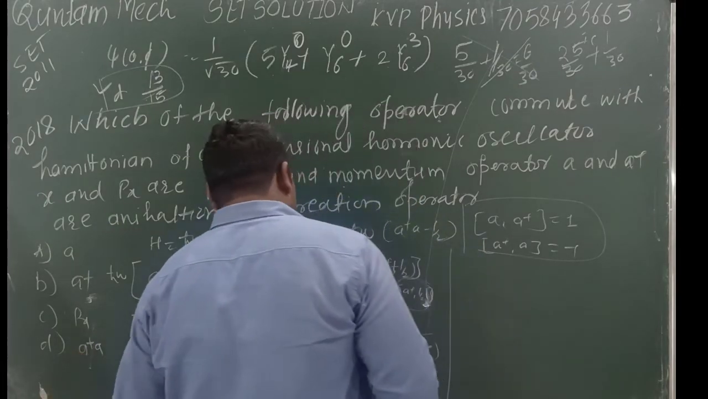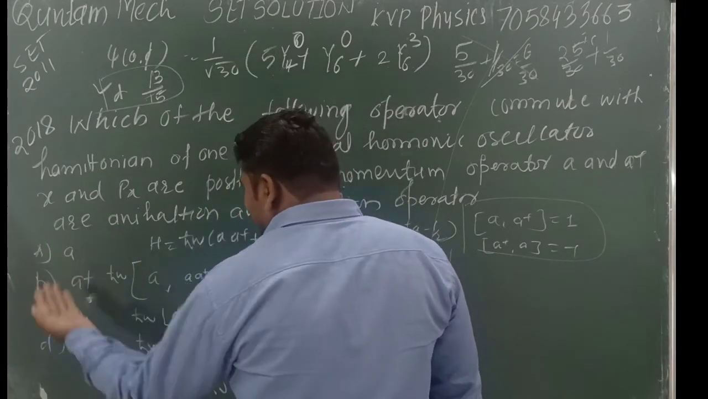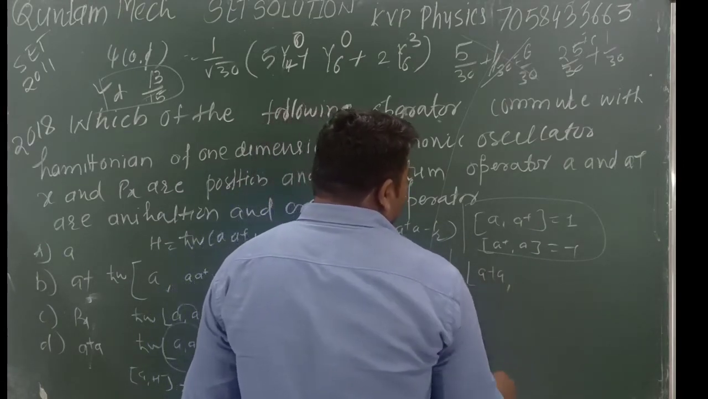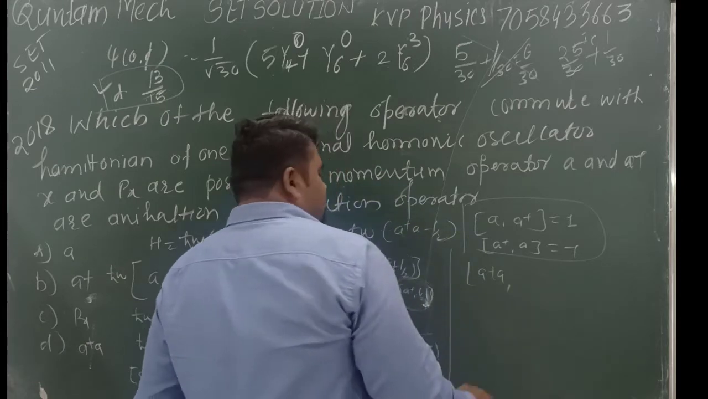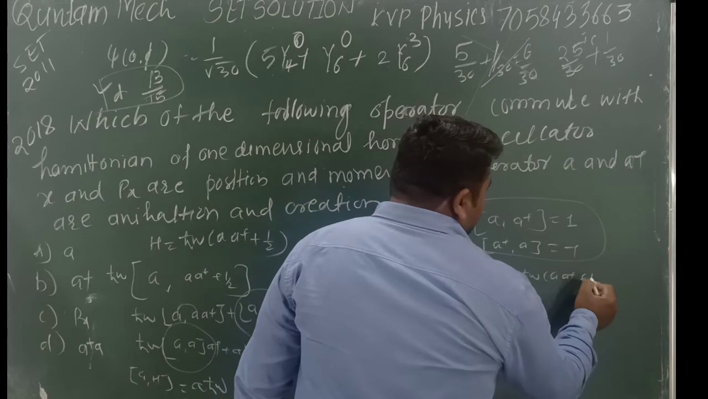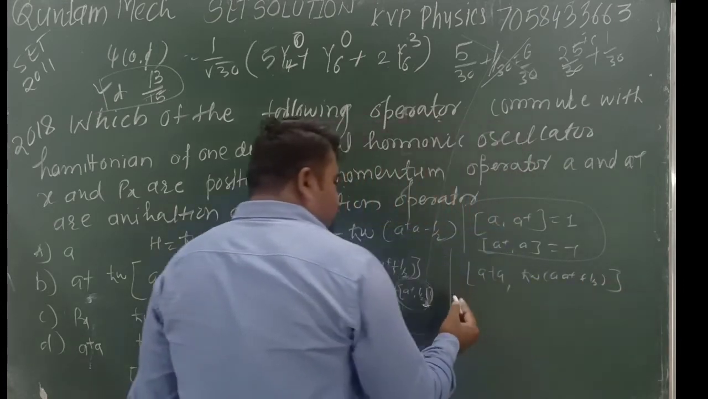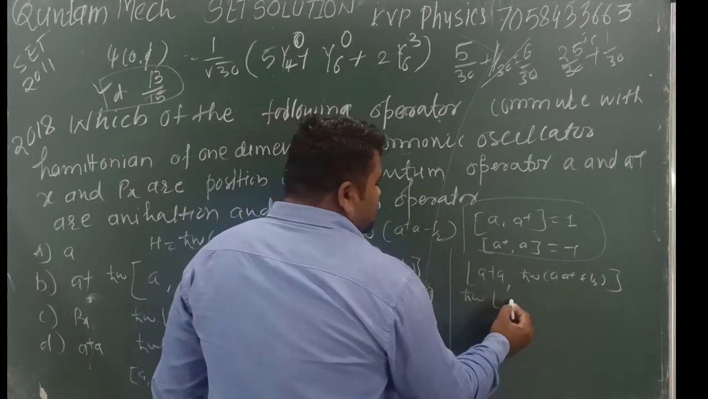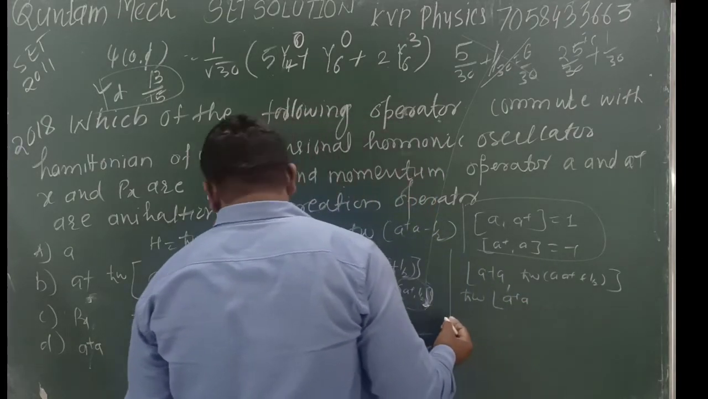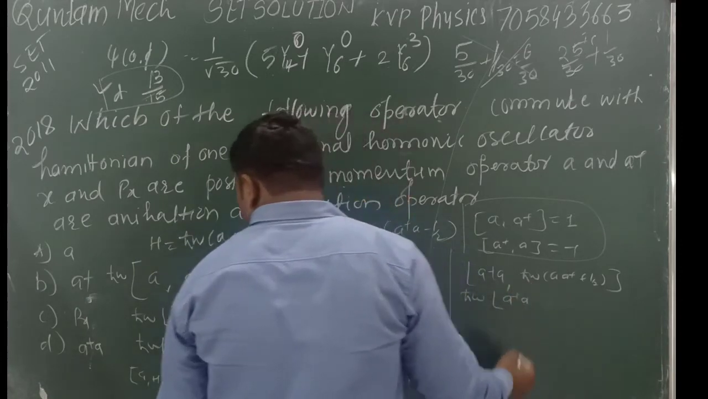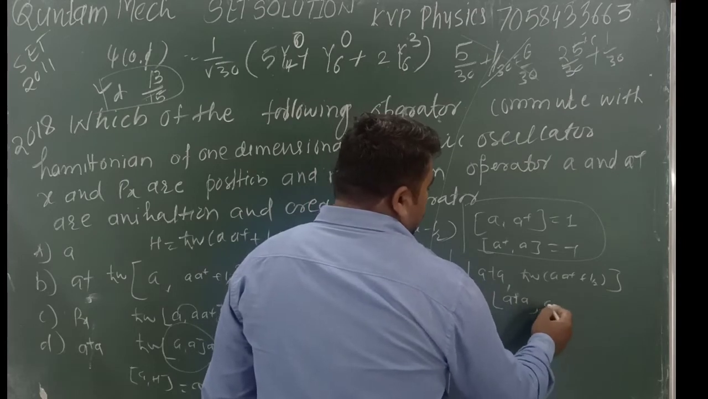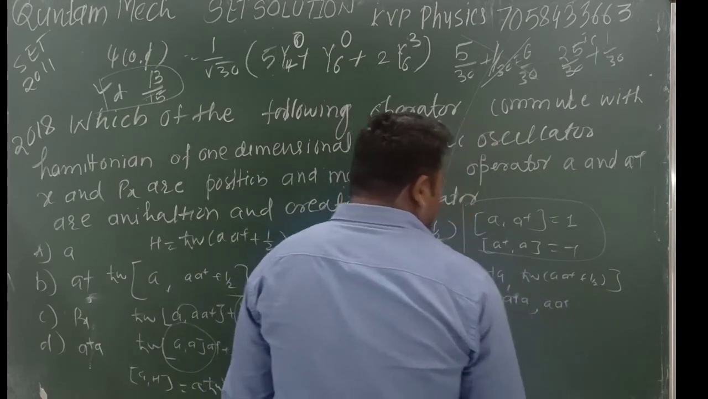And next we can check the last option. Here option 3 is not correct, means definitely option 4 is correct. [a dagger, a] comma, what is the value of H? H is equal to H cross omega [a dagger a] plus 1/2. H cross omega we can take common out. What is the first relation? [a, a dagger], sorry, I think [a, a dagger]. Okay, no problem.